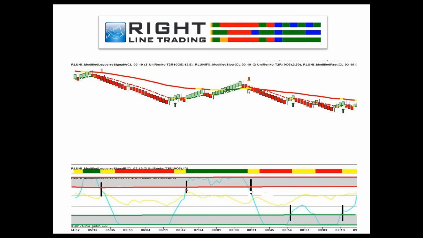Same thing. Laguerre arrow, short, cross of the 80 line to the downside on this, I think it's cyan. I'll just call it blue. And then when it locks short, we're going to stay short, and we exit on the arrow.